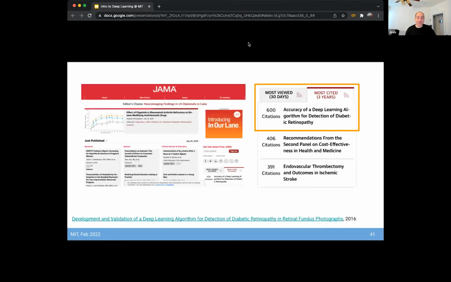A really good example of this, and this is slightly out of date now, is the most heavily cited paper in JAMA, the Journal of the American Medical Association, over the last 3 years. It was a wonderful piece of work by Lily Peng's group. She's a researcher at Google, and she was applying deep learning to detect diseased retinas. What her group did is they took a computer vision model that already existed, and they very carefully applied it to the medical domain. So the contribution her group made was not pure computer vision work, but a really thoughtful application, and it had a huge amount of value.